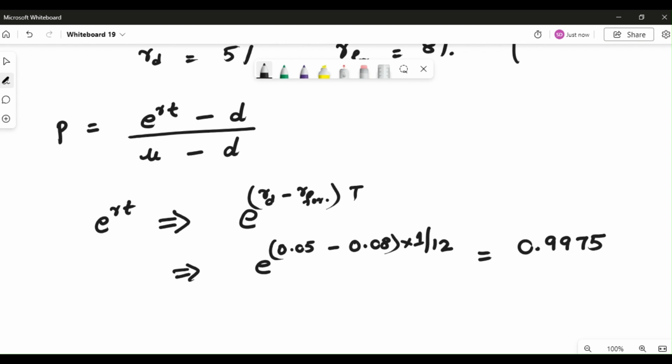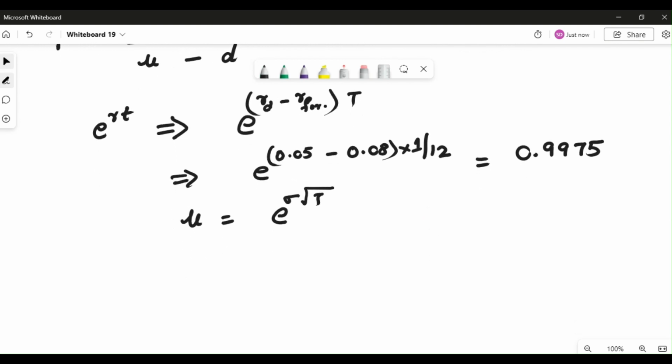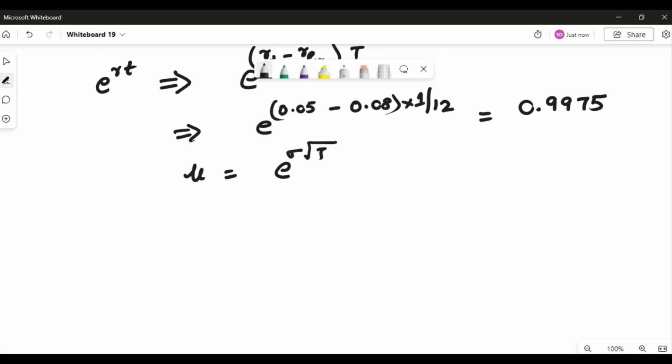Based on this, we are supposed to calculate U as well. U means upward trend. The upward trend can be calculated using the formula e to the power of standard deviation times the root of your time. This is the formula for calculating your upward trend. Again, we will substitute this: exponential, the standard deviation which is given is 0.12, which means 12%, and time again is 1 by 12. So our answer here will be 1.0352.